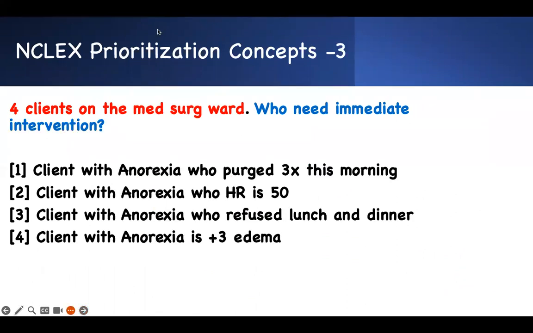Number 3, what do we have? 4 clients present to the medical surgical ward who need immediate intervention. They are the same patient. All these questions are designed to tell you to pay attention, when you look at the disease process, to what is the most important thing you should worry about. And that's my design for these questions. So look at it. They all are what? Anorexic.